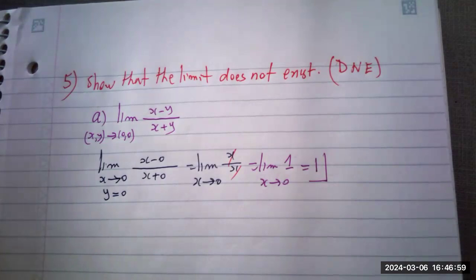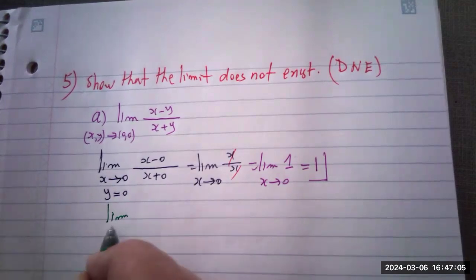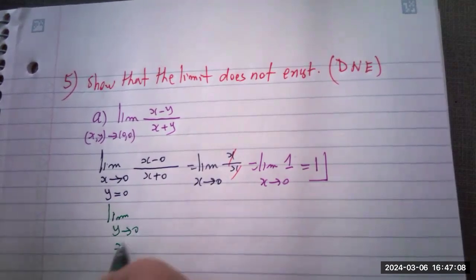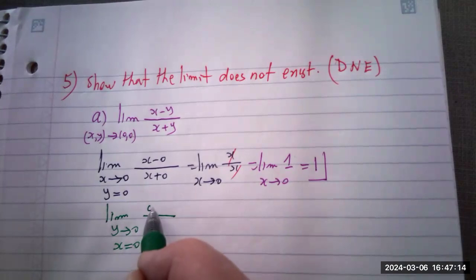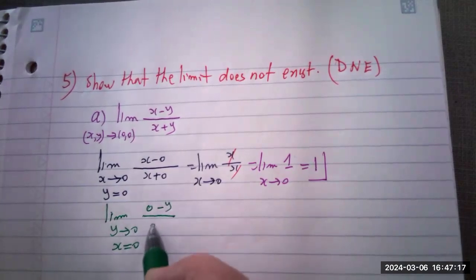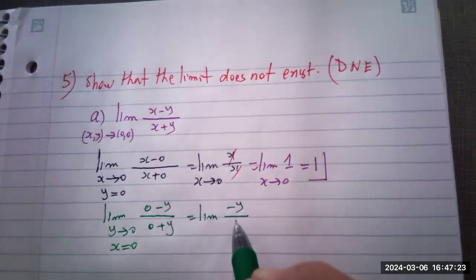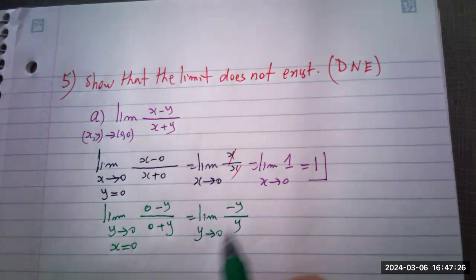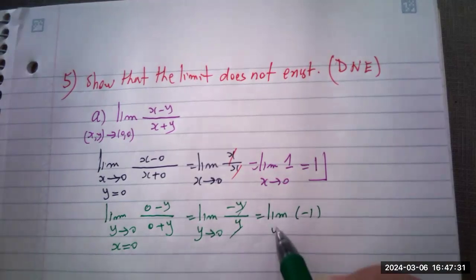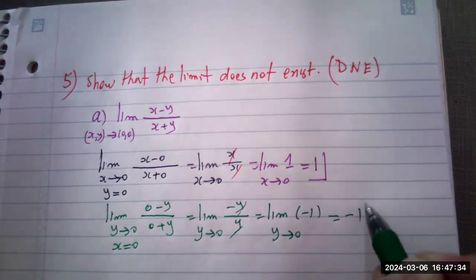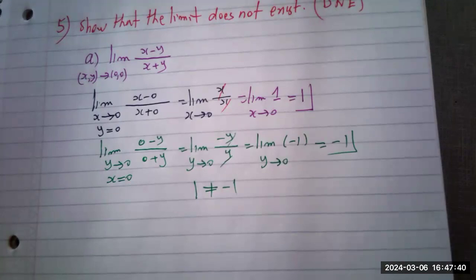So check the other direction, the direction of the y-axis. So y goes to 0. You fix the x equal to 0. Substitute first, x equal to 0: 0 minus y over 0 plus y. So that gives a limit of negative y over y. There's no x. y goes to 0. You simplify it first. That gives a limit of negative 1 when y goes to 0. So two different directions, two different numbers. So this means the limit does not exist.